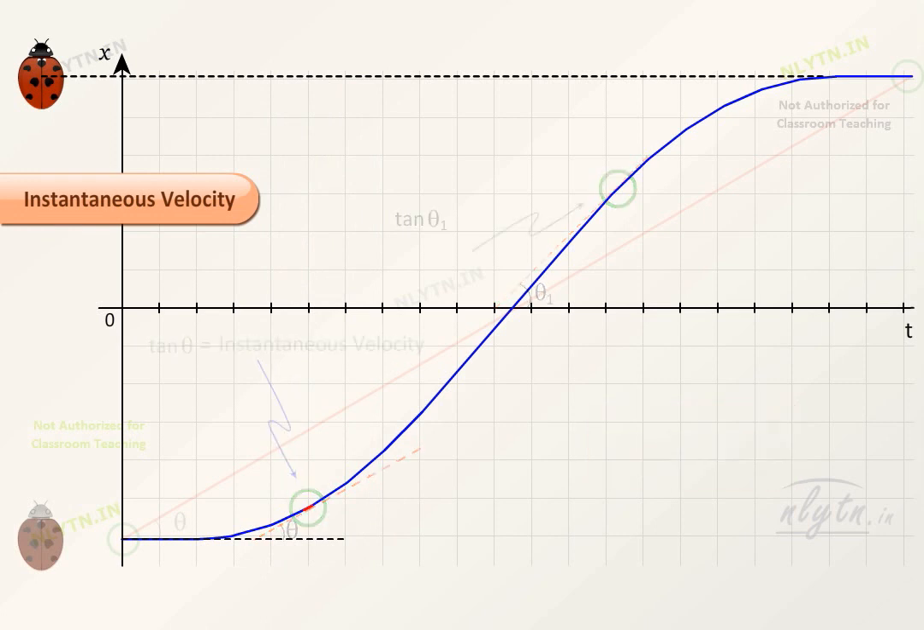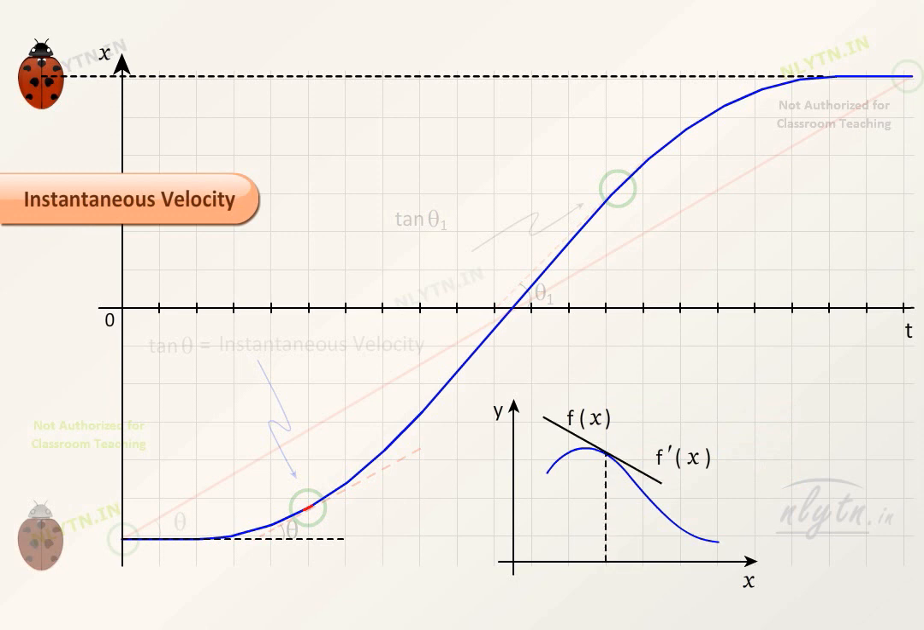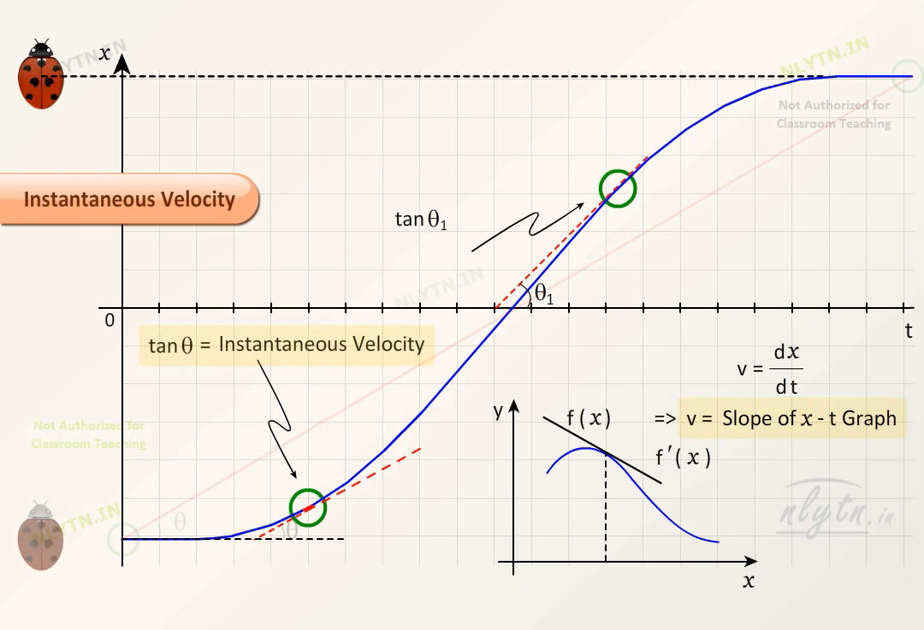From calculus, we know that for any function, its first derivative is equal to the slope of the function at any point. As velocity is the first derivative of position, it is expected that velocity should be equal to the slope of the position-time graph.